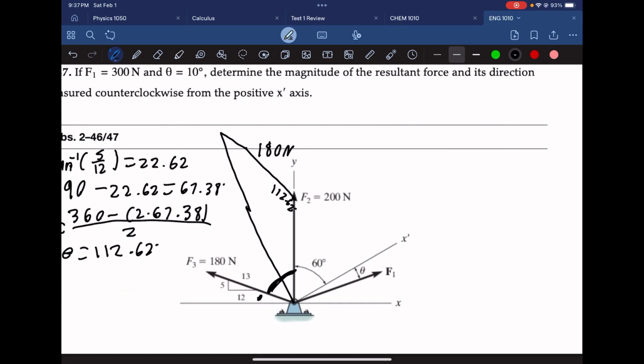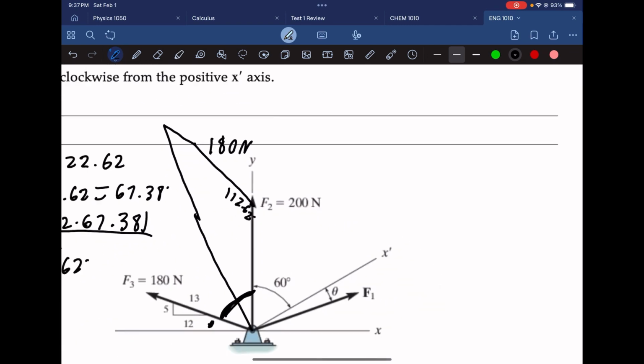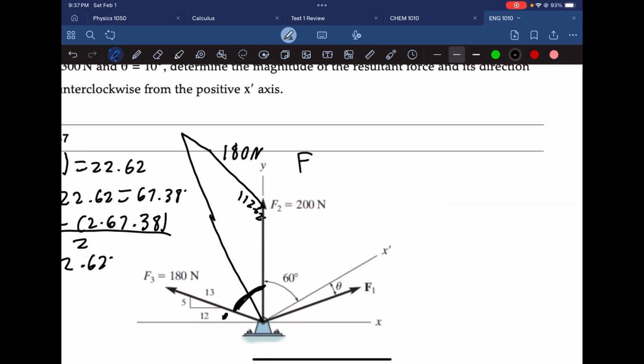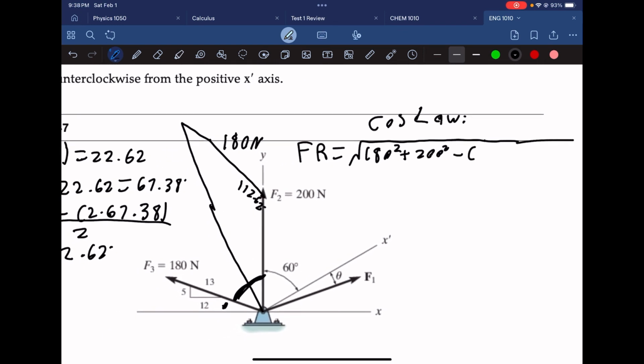And now we can solve for our FR. So FR equals square root, and I'm going to use the cosine law, which is going to be 180 squared plus 200 squared minus 2 times 180 times 200 cosine 112.62. This is 112.62. It's not easy to see though, sorry about that. So FR is going to equal 316.4 newtons. Just like that.